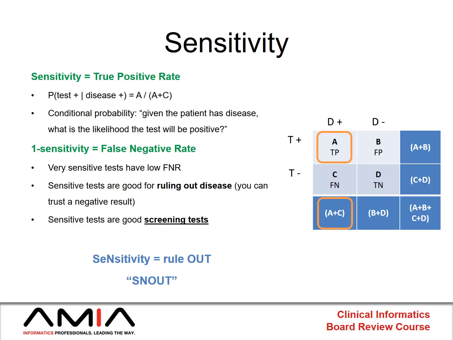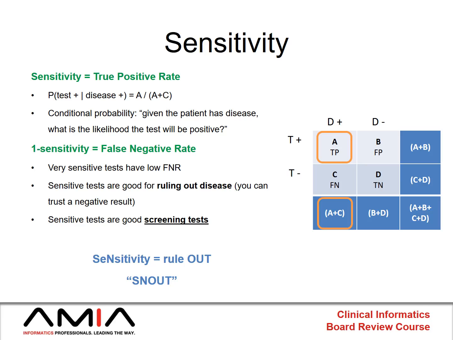When I say a test is very sensitive, let's say that the test is 99% sensitive, what I'm really saying is that it has a 1% false negative rate. So in other words, very sensitive tests, yes, they have a true positive rate, but more importantly, they have a very low false negative rate, which means that sensitive tests are good for ruling out the disease.